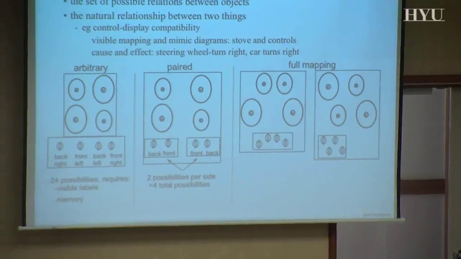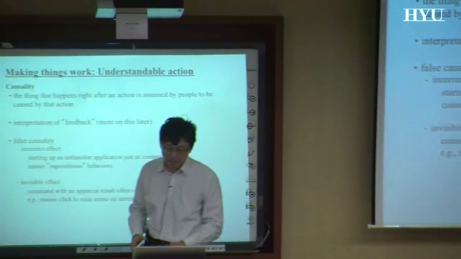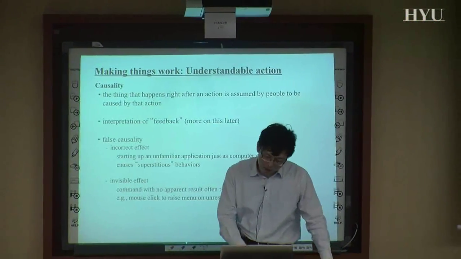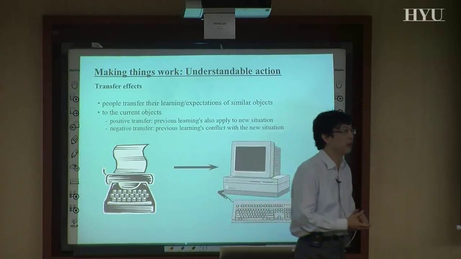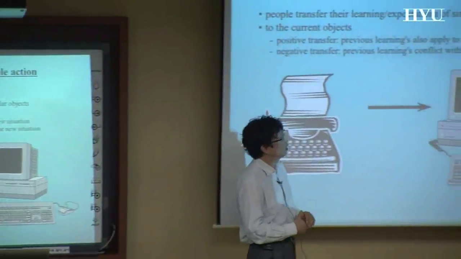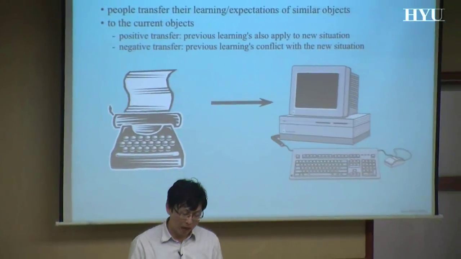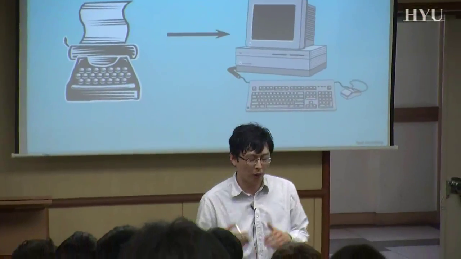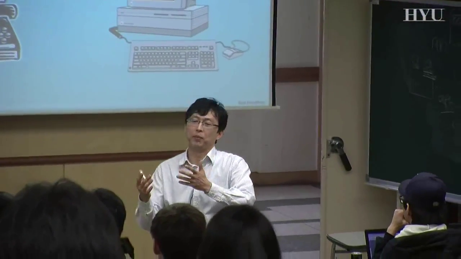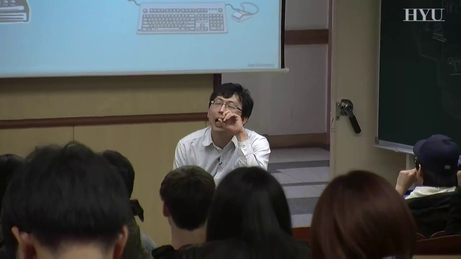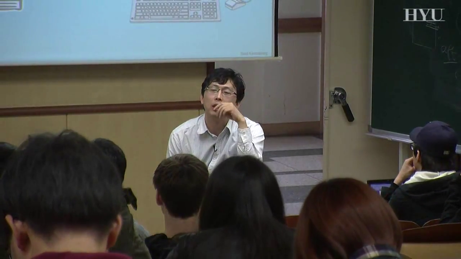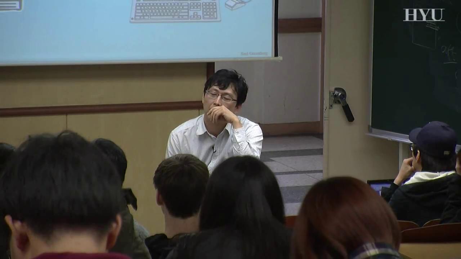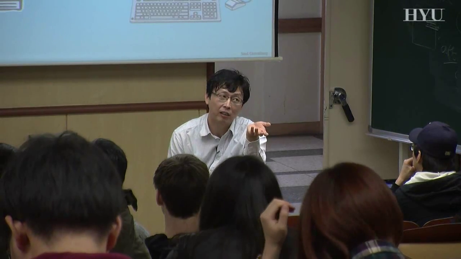Okay, I can skip the next example. Causality is not very important for you guys. Transfer effect, this one should be learned. What Donald Norman also makes an example of is how we can make a new system, but how the people use this new system. This one is called the learning effect.